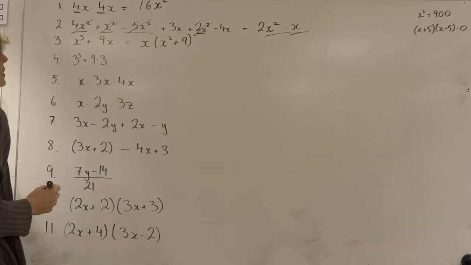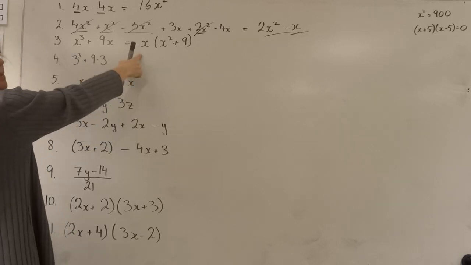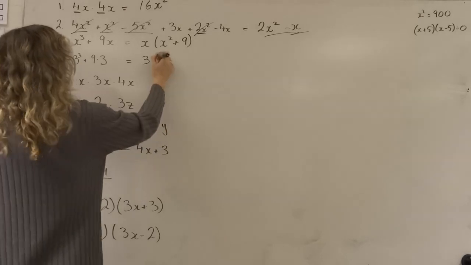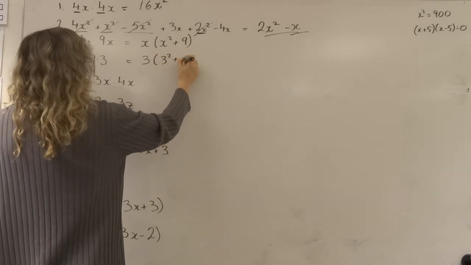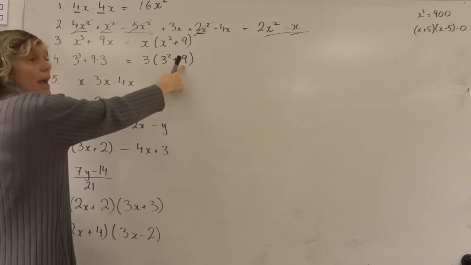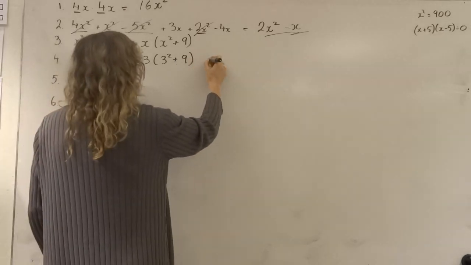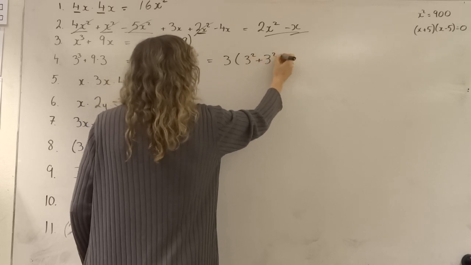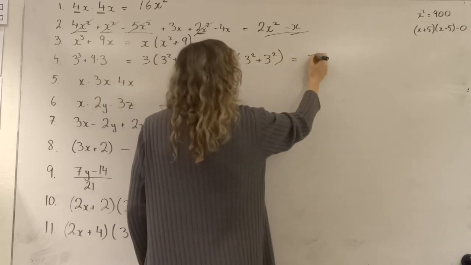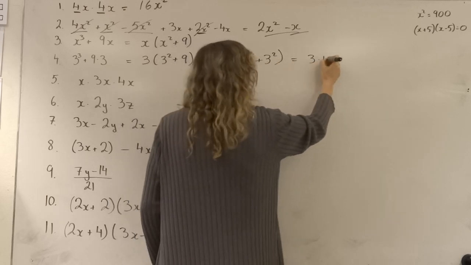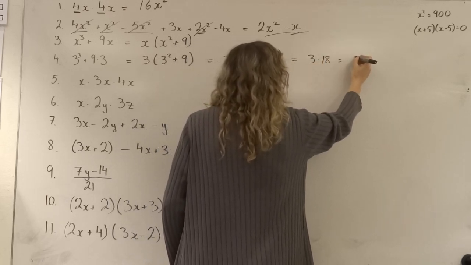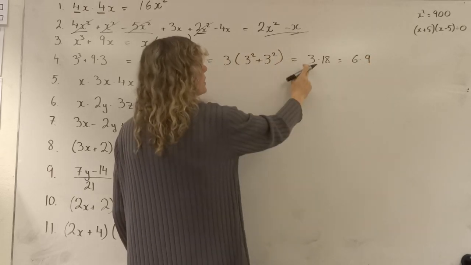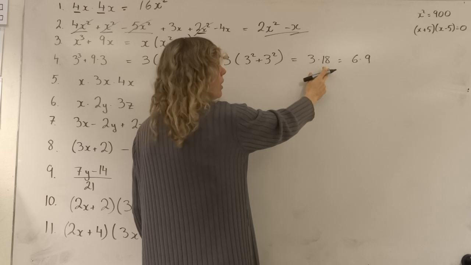3 cubed plus 9 plus 3, well, I could use the same principle that I used up here. I would get 3 outside the front multiplied by 3 squared plus 9. 9 is also 3 squared, so I could get 3 multiplied by 3 squared plus 3 squared, which is 3 multiplied by 9 plus 9, which is 18, which is the same as, it's easier to do your 9 times tables than your 18 times tables. Double this one and half that one.